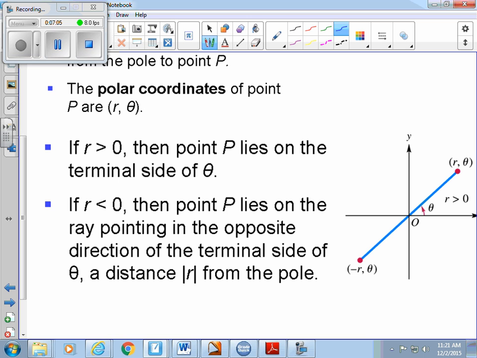As you can imagine, there are multiple representations for every point. Unlike rectangular coordinates, x and y takes you to one spot. There's only one x and y that's going to get you there. For polar coordinates, there are infinitely many ways you can represent each point, because we could go around a circle as many times as we want with coterminal angles and whatnot. So polar coordinates can have multiple representations.